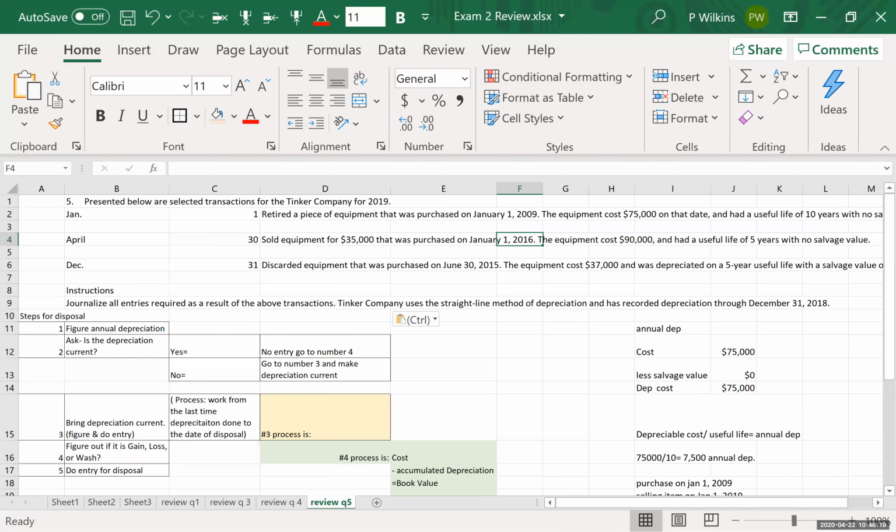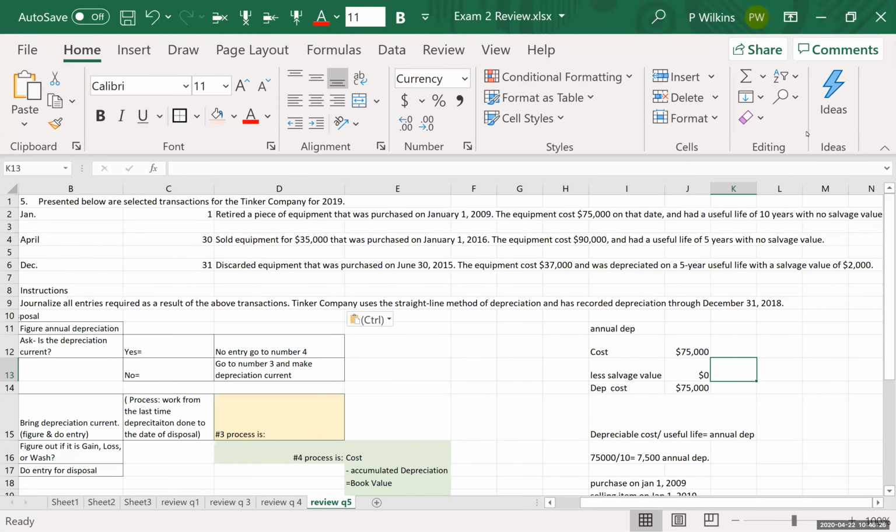Okay, so this is problem 5. It says presented below are selected transactions for Tinker Company for 2019. January 1, retired a piece of equipment that was purchased on January 1, 2009. The equipment cost $75,000 on that date and had a useful life of 10 years with no salvage value.